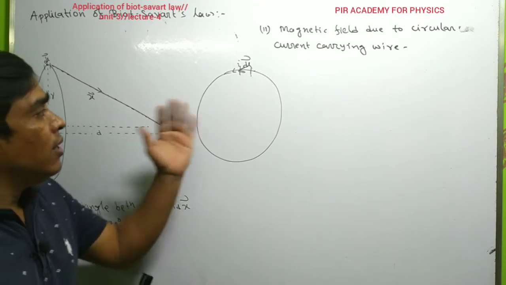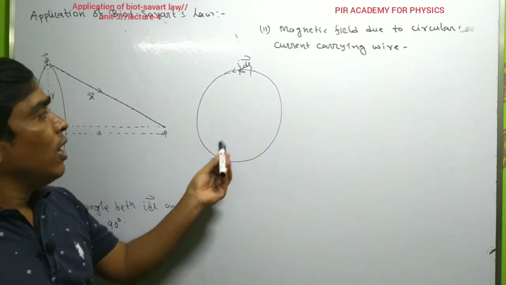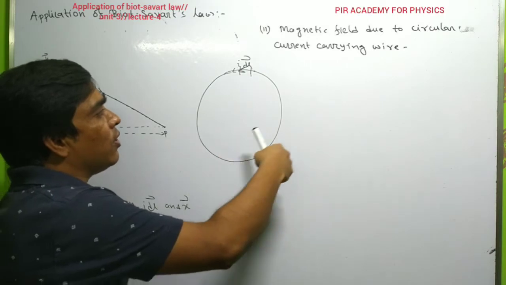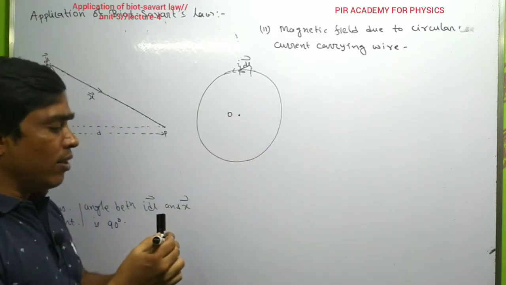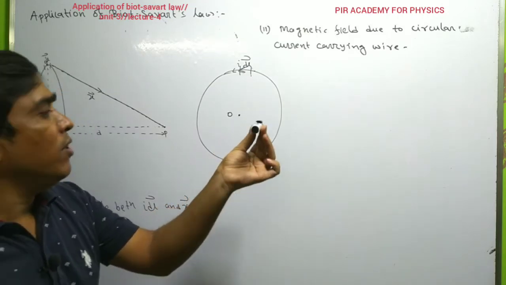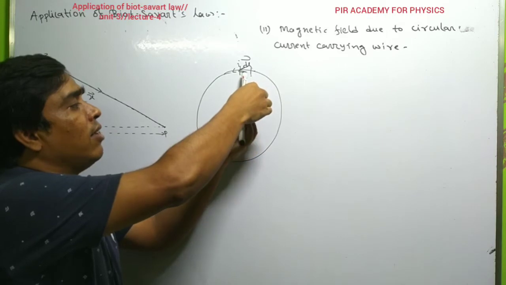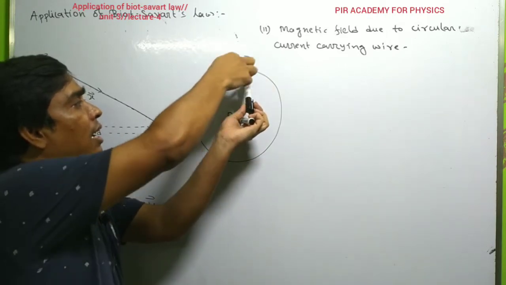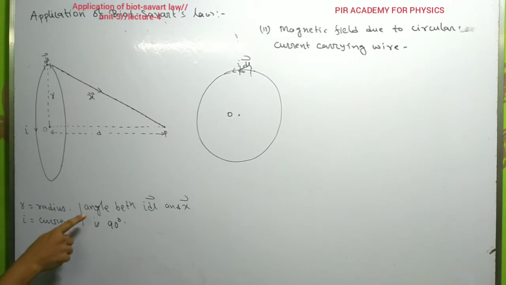Here again I will tell you. Suppose this is a circular loop, and the direction of the current is along this direction. If this is the center, then this pencil shows the direction of the axis, and if you take this as the distance x, the angle between the distance x and I dl is 90 degrees. That's why I write that the angle between I dl and the x vector is 90 degrees.